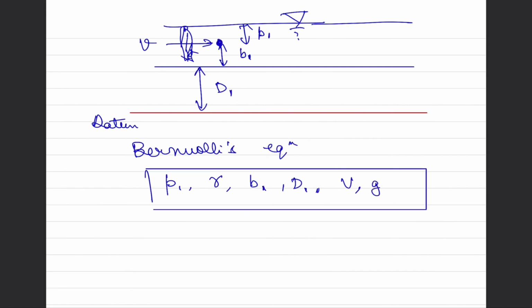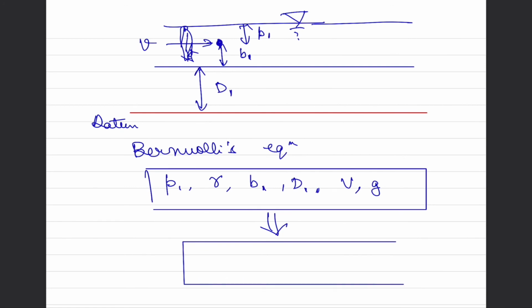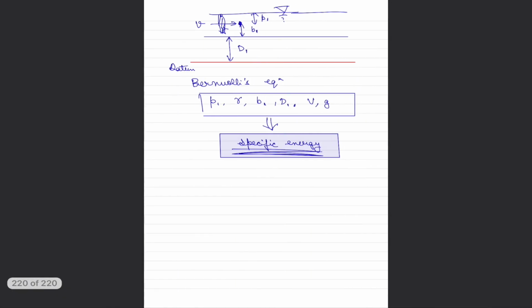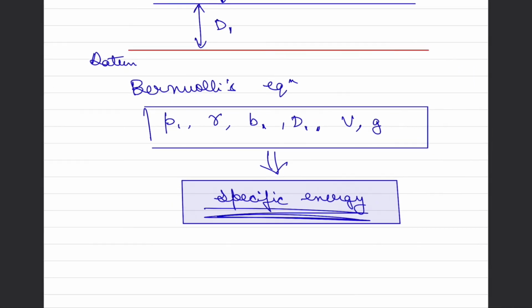Now once you can develop this relationship using these terms, we will define a very special term called specific energy, which would be widely used throughout open channel flow, but it would find its roots in our Euler's equation of motion. And we will start our discussions around specific energy in our next lecture.